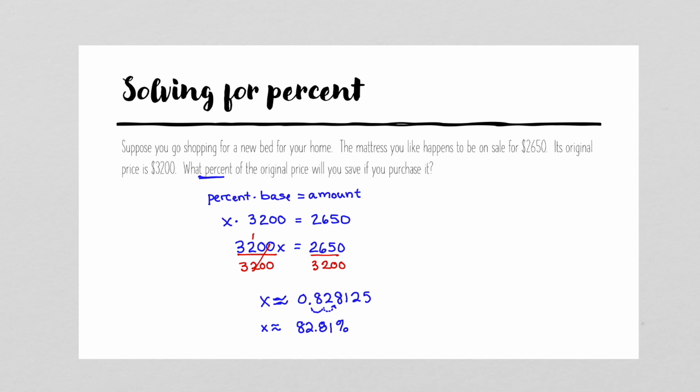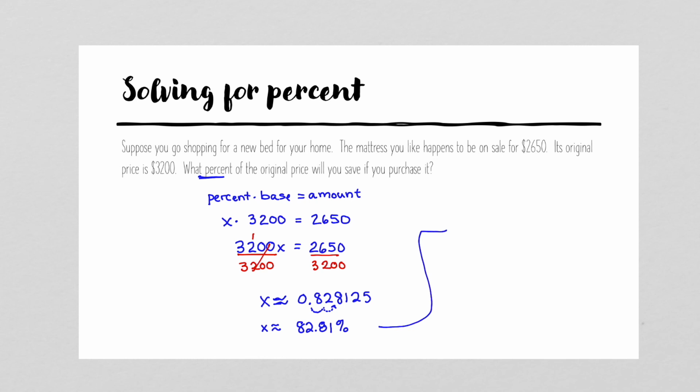Now my question is, is this how much we're saving? Or what exactly is 82.81%? Well, the way that we set this problem up, we were looking at 2,650 being what percent of 3,200? In other words, this isn't our discount. This isn't how much we're going to save. 2,650 is 82.81% of our original price.